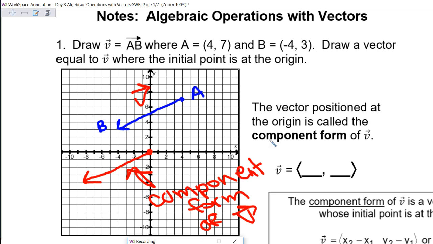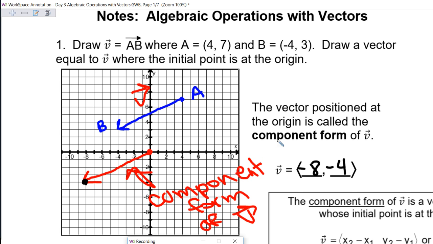Now, where does this ordered pair come from? That comes from your terminal point. So looking right here, let me put it in black. Here is my terminal point right here. What is the x value for that point? The x value, negative 8. And what's the y value? Negative 4. So there's the component form.